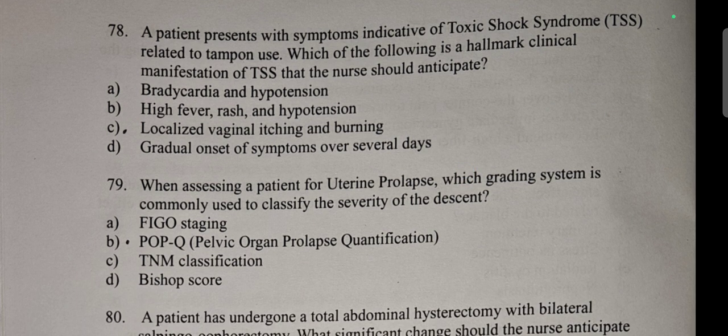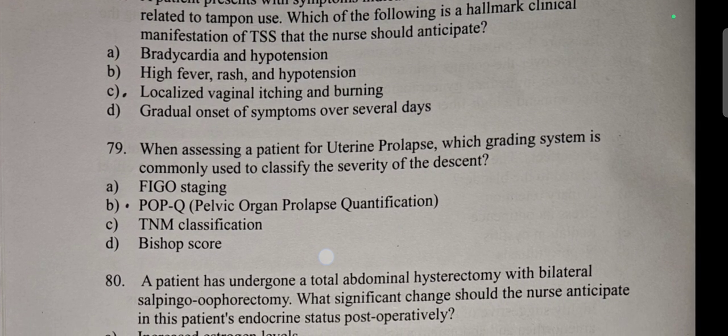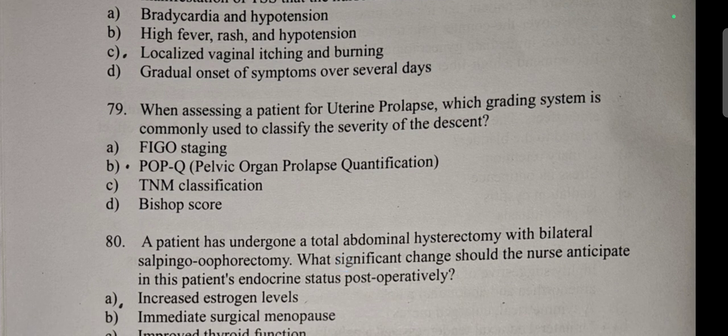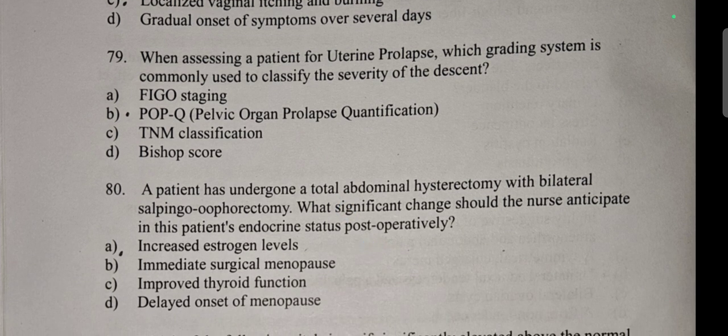Next, question number 79. When assessing a patient of uterine prolapse, which grading system is commonly used to classify the severity of descent? तो इसका करेक्ट ऑप्शन रहने वाला है ऑप्शन बी। क्वेश्चन नंबर 80.